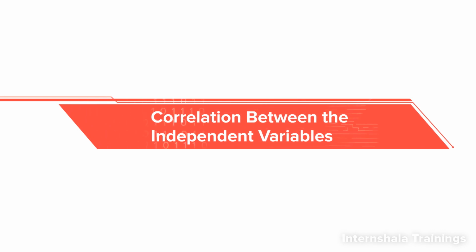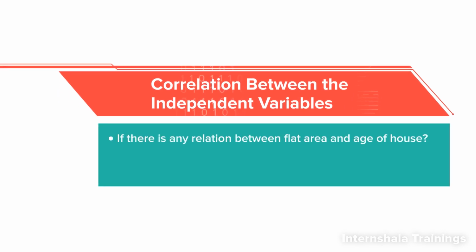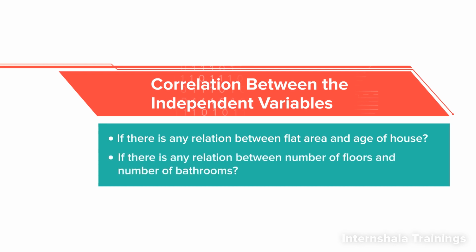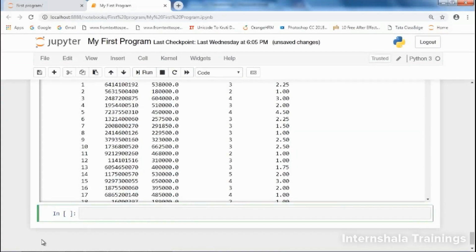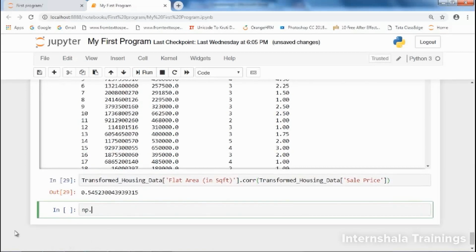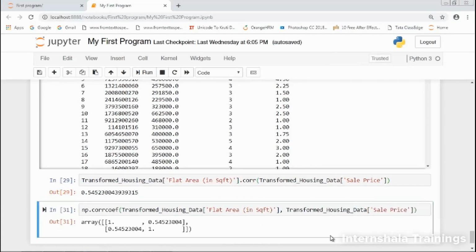Now as the name suggests, here we look at correlation among independent variables themselves. For example, if we want to see if there is any relationship between the flat area and the age of the house, or say between the number of floors and the number of bathrooms, and so on. We have already got the cross-correlation matrix among all the numerical variables, and we can use that to study one independent variable's correlation with another.